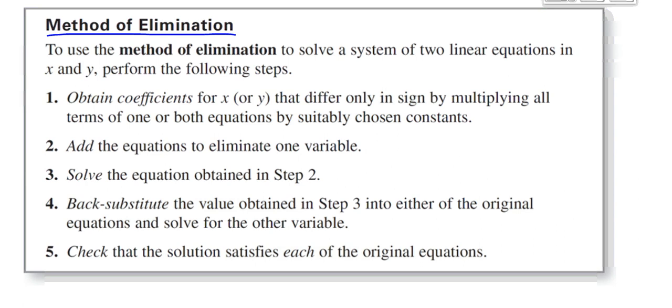So the nice thing about elimination is it works for pretty much everything. And we do the following steps. Step one, we obtain coefficients for x or y that differ only in sign by multiplying one of the terms, or the terms of one or both equations by a number constant. We add the two equations to eliminate one variable. We solve for that variable, and then we back substitute. And then, as always, we want to check so that we know that we have that correct.